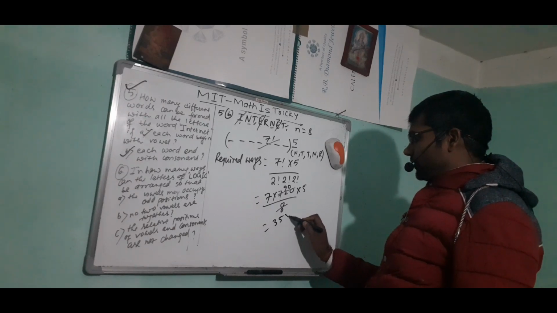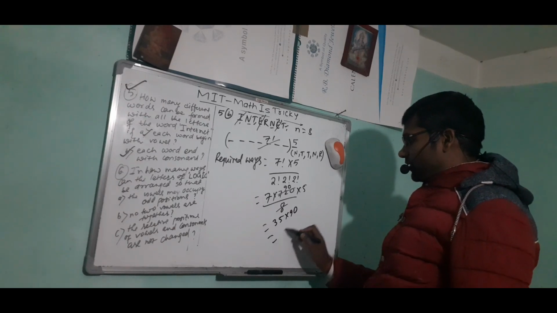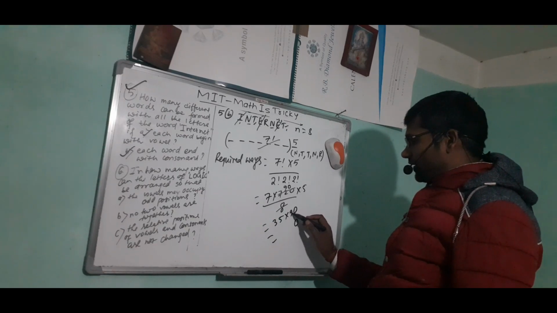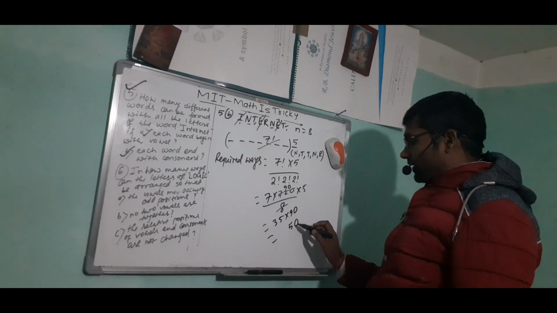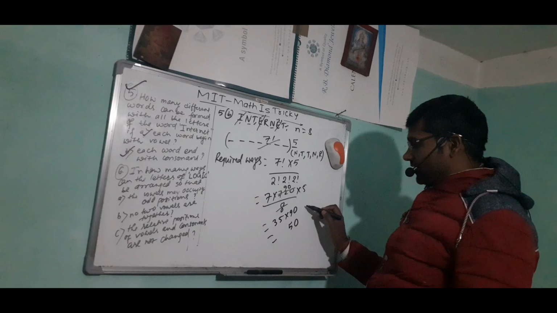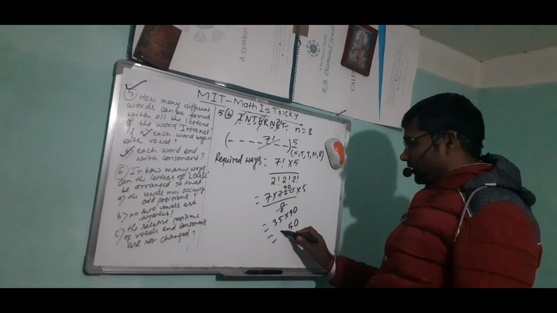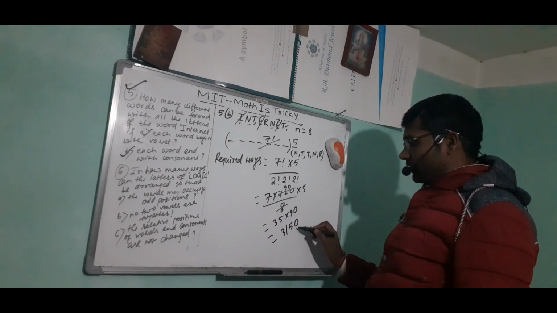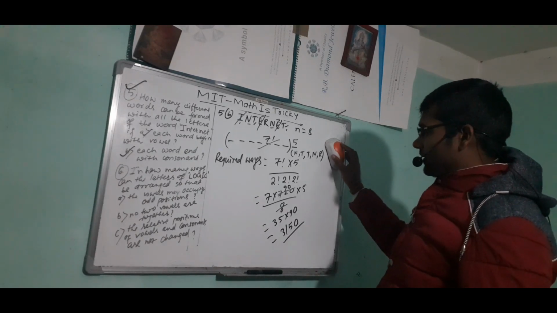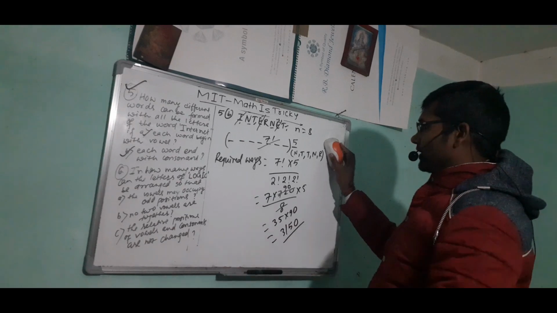35 into 90, so it is going to be 0, and 4, 9 into 5, 45, so 9 into 3, 27, 27, 27 and 4, 31, so 3150 is your answer. Okay, so this is our final answer for question number 5.